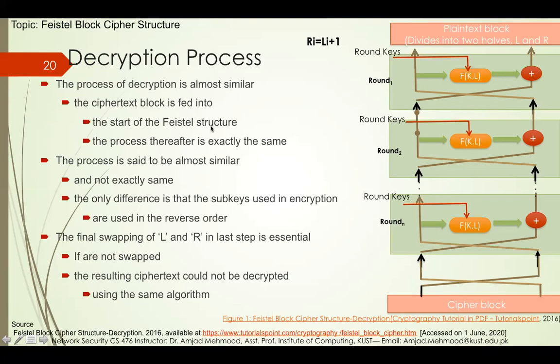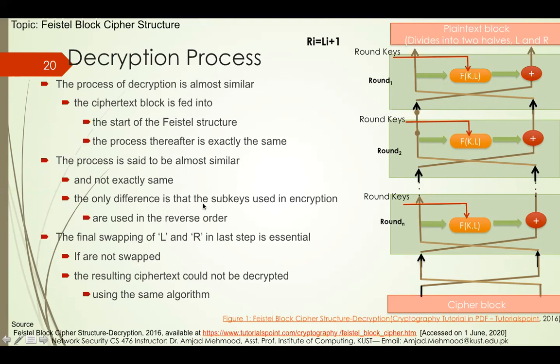So the ciphertext will be received. The process thereafter is exactly the same. Like we have divided the plain text into two halves, similarly we will divide the ciphertext into two halves, one called the left half and the other the right half. But the process will be in reverse order.